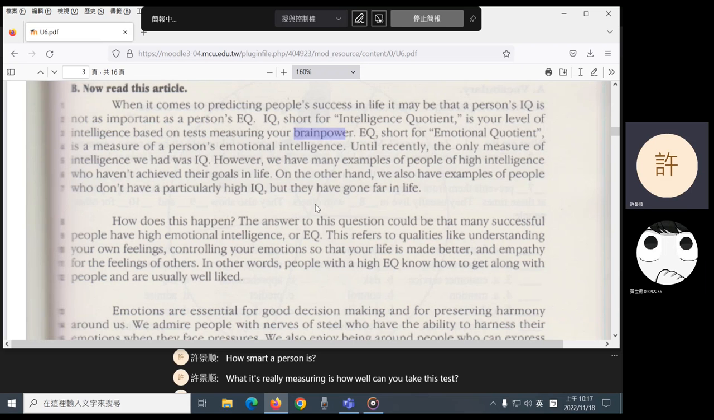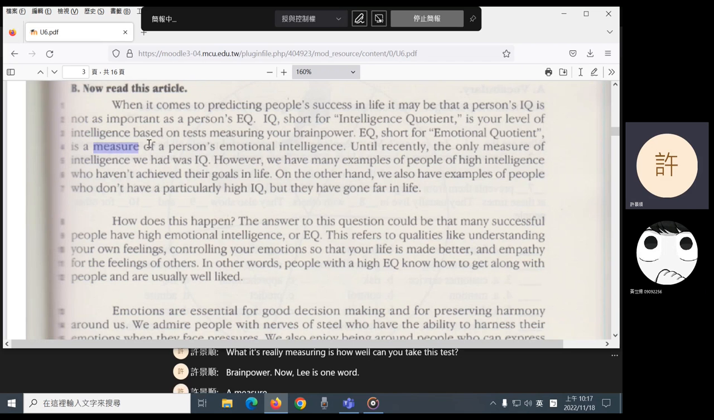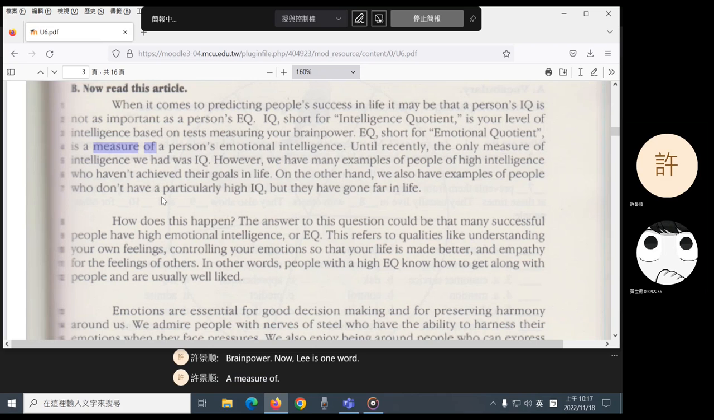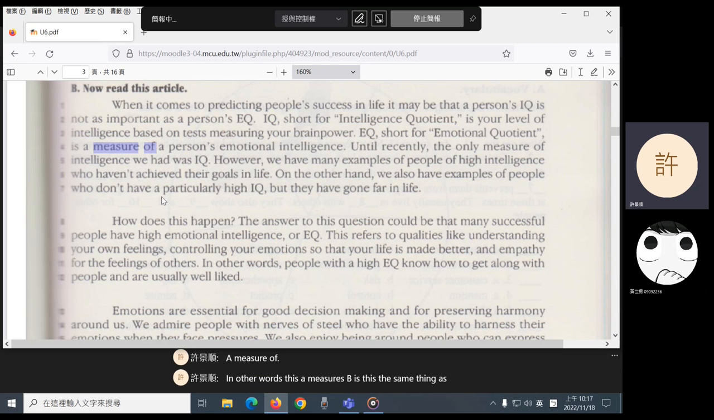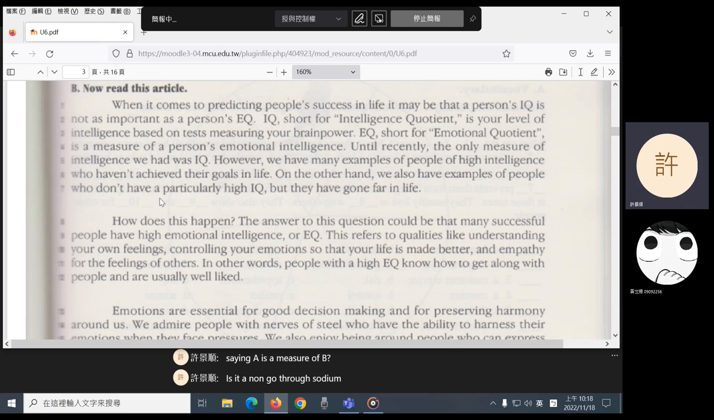Brain power, 脑力, is one word. A measure of. In other words, this A measures B. Is this the same thing as saying A is a measure of B? Is A 能够去测量 B?